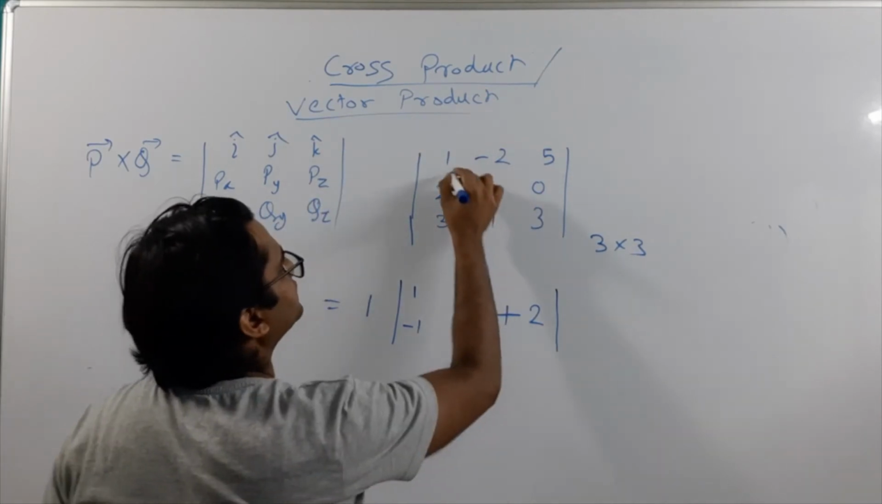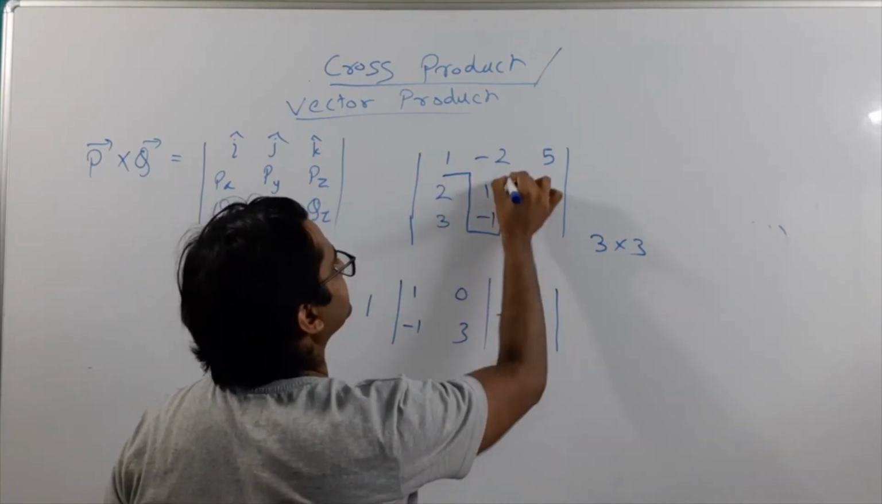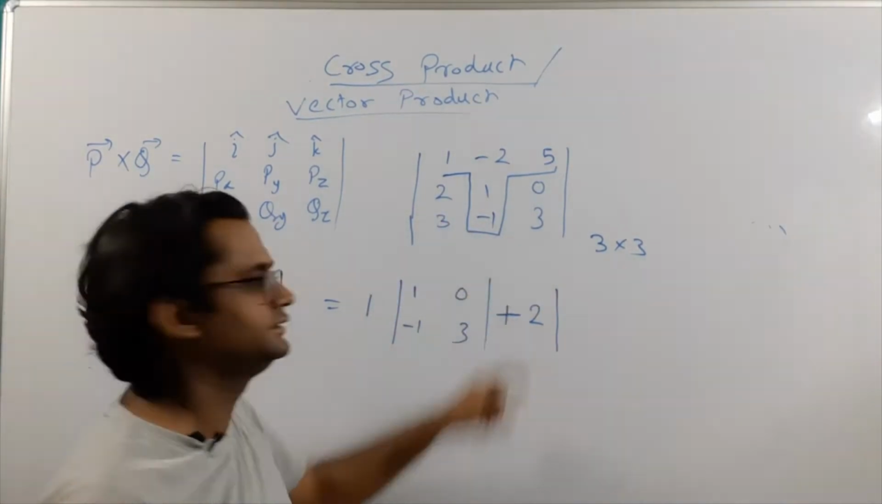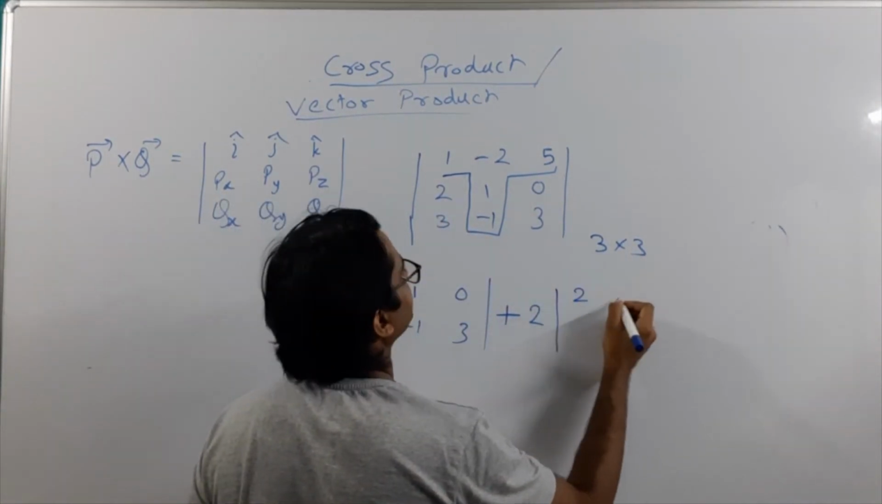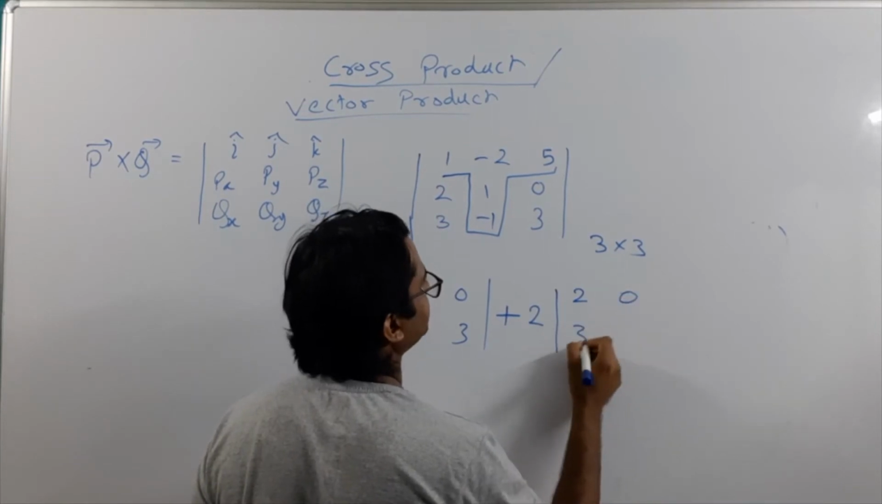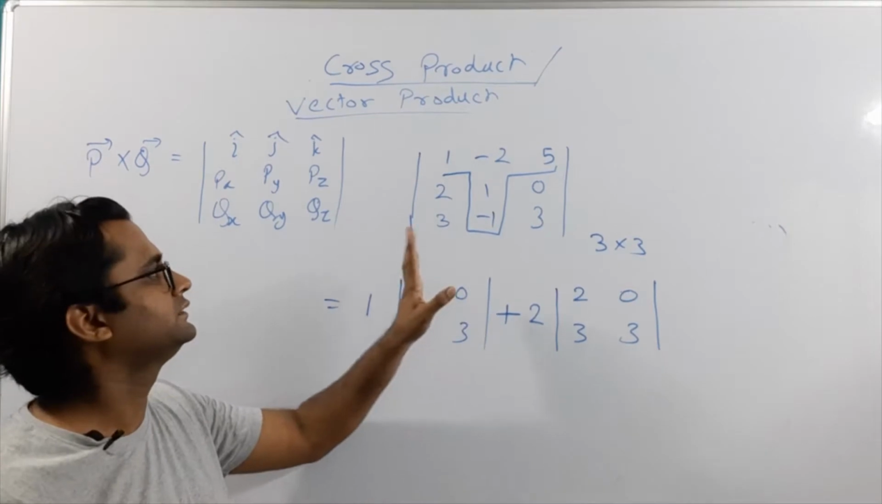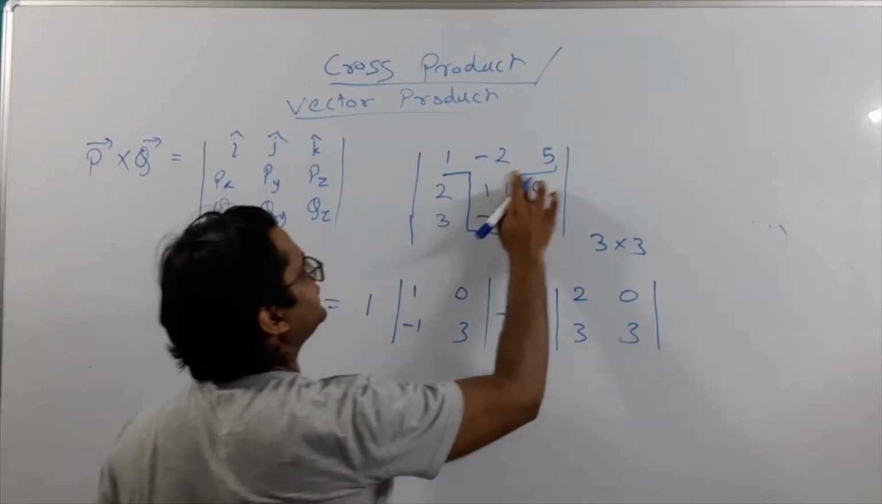If we cover this part, what is left is 2, 3, 0, 3. So write it as a determinant: 2, 0, 3, 3. Okay, so this is my second element covered. Now consider the last element, the third element.